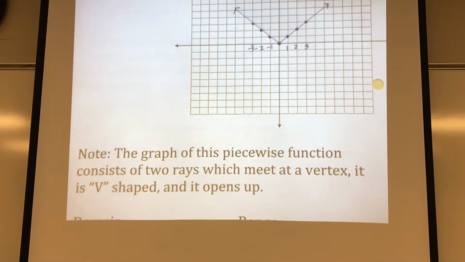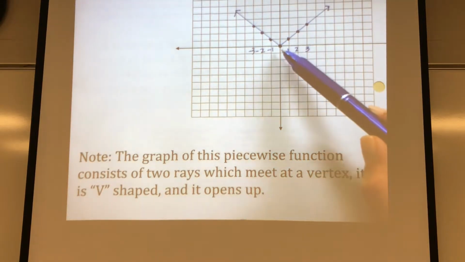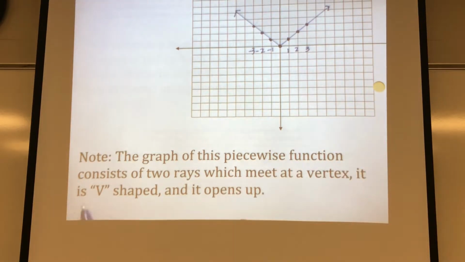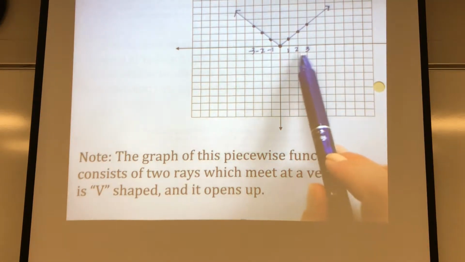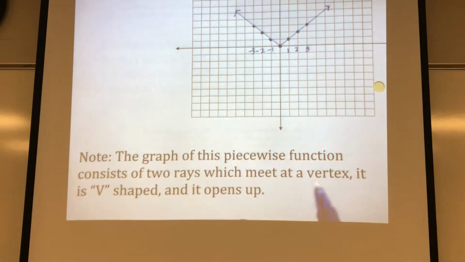The graph of this piecewise function consists of 2 rays which meet at a vertex. That 0, 0 right there is our vertex. It will always be V-shaped, and it currently opens up. We may change that a little bit in the future, but right now it's opening up. Domain, our x values. Well, we can continue putting numbers in forever to the right, forever to the left. So forever in math tells us that we could go to infinity.